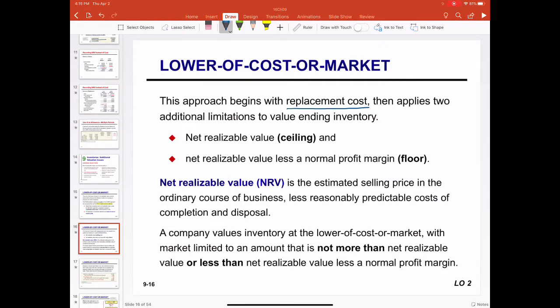And we have two limitations to value the inventory. One is the ceiling, which is measured as NRV. The other is the floor, which is the difference between NRV and a normal profit margin. The NRV here is the same as the NRV we introduced in the prior section. Because of the ceiling and the floor, the inventory's value is no more than the net realizable value and no less than the net realizable value less a profit margin.